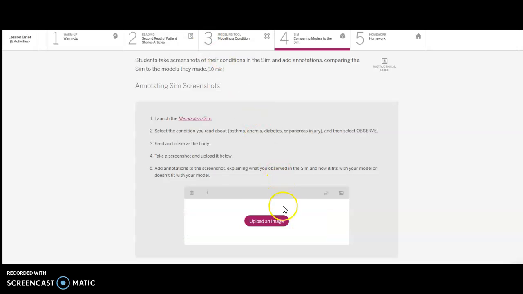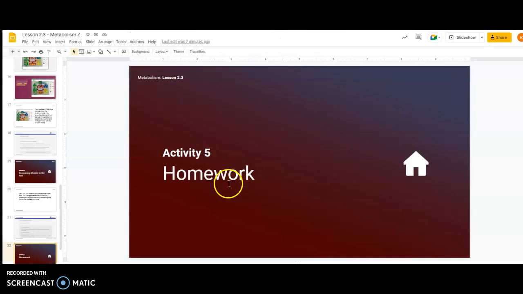Now, once you're done observing and you've taken your screenshot, you're going to want to come back here and add annotations explaining what you observed in the sim. So explaining more than just the visual, give me some words, and how it fits with your model or doesn't fit with your model. Now we're going to move on to the last part of the lesson.